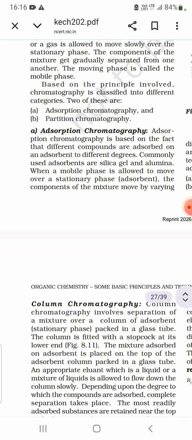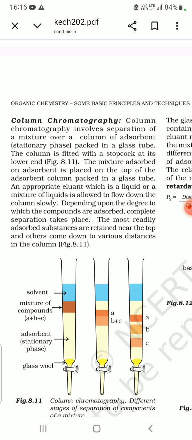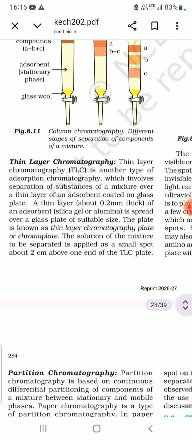And next is column chromatography. We will study it. In column chromatography, separation of a mixture takes place over a column of adsorbent or stationary phase packed in a glass tube. And in thin layer chromatography, TLC, separation of a mixture occurs over a thin layer of adsorbent coated on a glass plate. Thickness is about 0.2 millimeter, and the adsorbent, silica gel or alumina, is spread over the glass plate. This glass plate is called a thin layer chromatography plate or chromaplate.